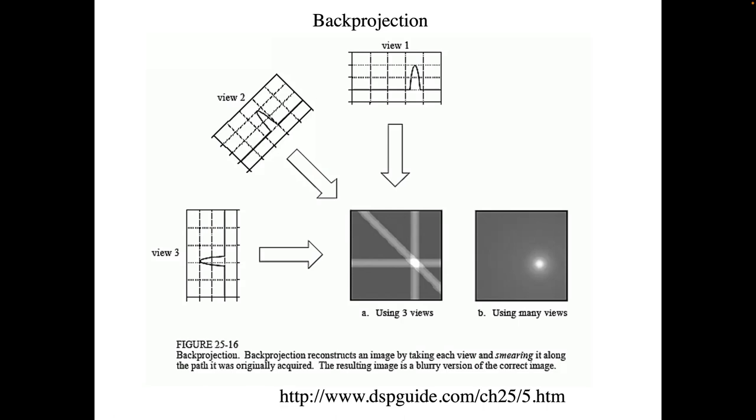I kind of know how wide it is. So I know it's down here. So it's not bad. So what happens if I do like 500 projections and back project them all? I get this. It isn't the object, right? But it does show you where the object is.